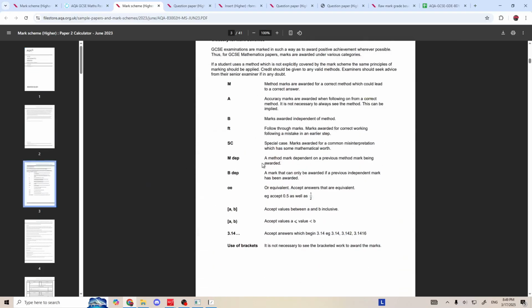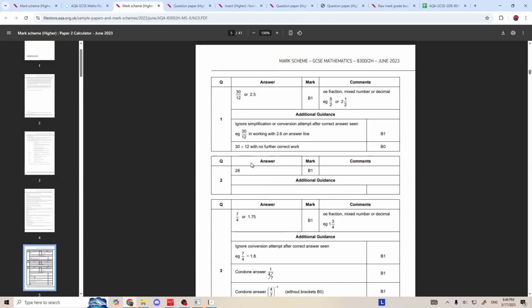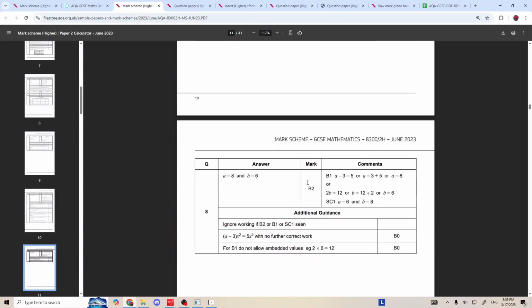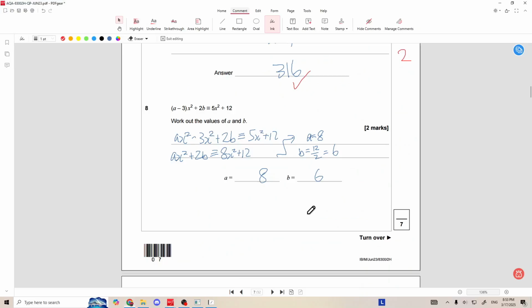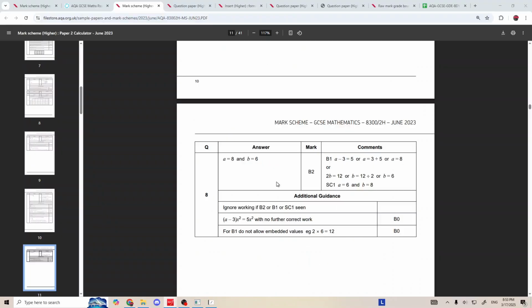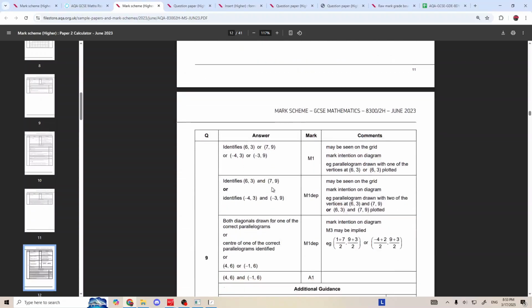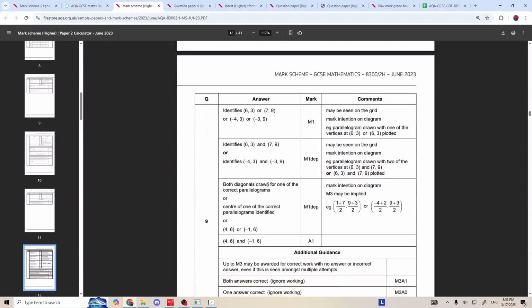Math scheme. It's 41 pages, even more than last time. Alright. Okay, A equals 8, B equals 6. 7 out of 7. Next up, okay, question 9. Might be a bit messy. Let's just see how this works. Okay, maybe seen on grid, mark intention on diagram.